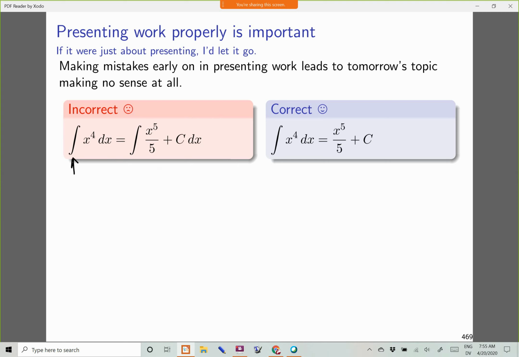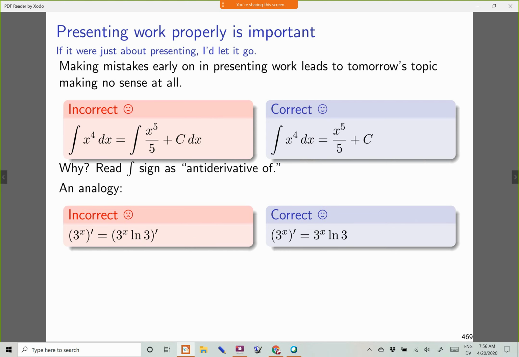I want you to read that symbol as antiderivative of. You'll notice that the correct answer actually has less writing. After the equal sign, the correct answer doesn't have an integral sign. It doesn't have this symbol here, because it shouldn't.